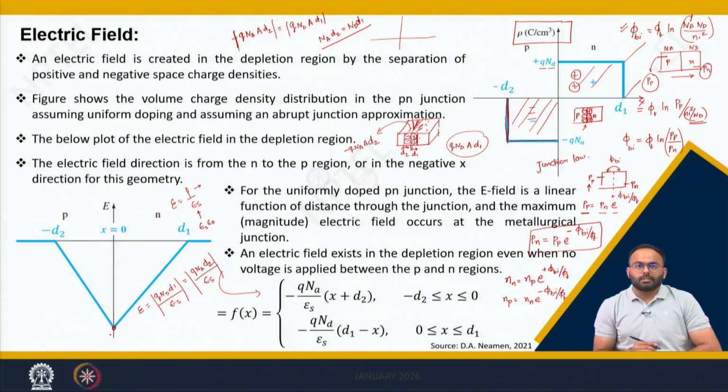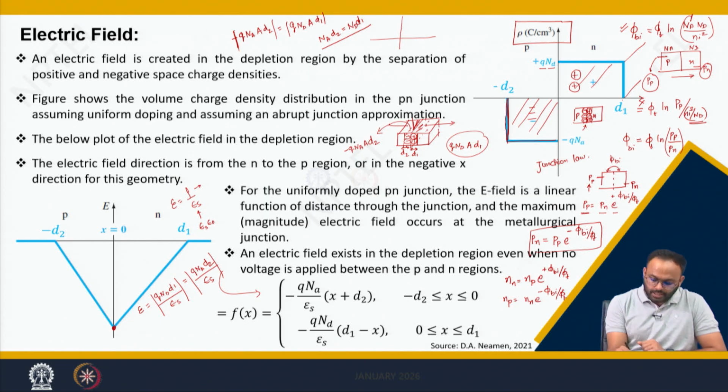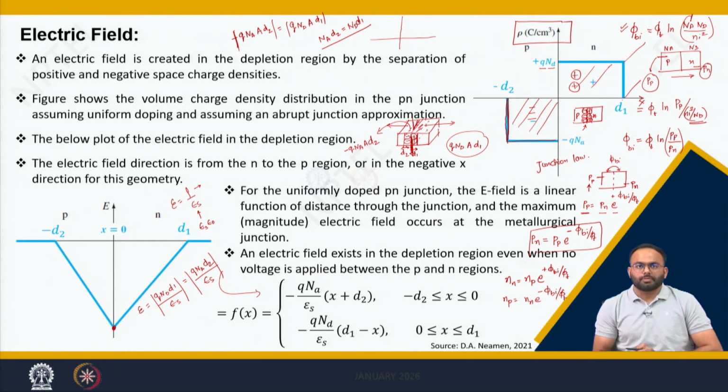So we can find the maximum or peak electric field, which exists at the metallurgical junction. It doesn't matter what the height of the N side or P side is, the maximum electric field will exist at the metallurgical junction.